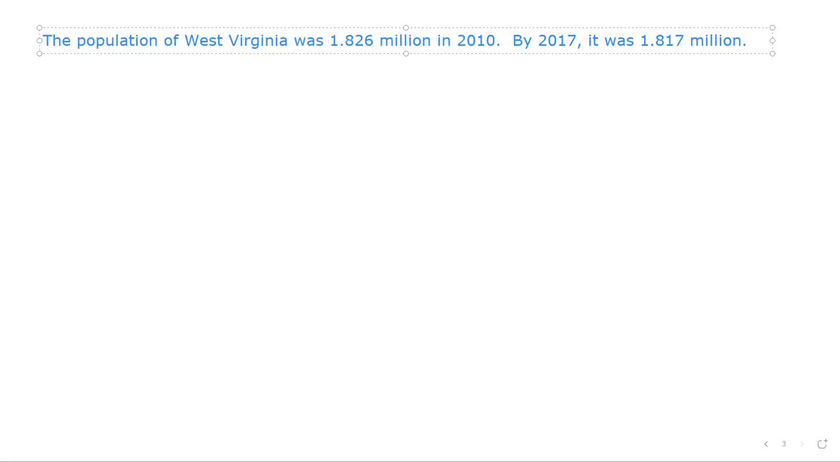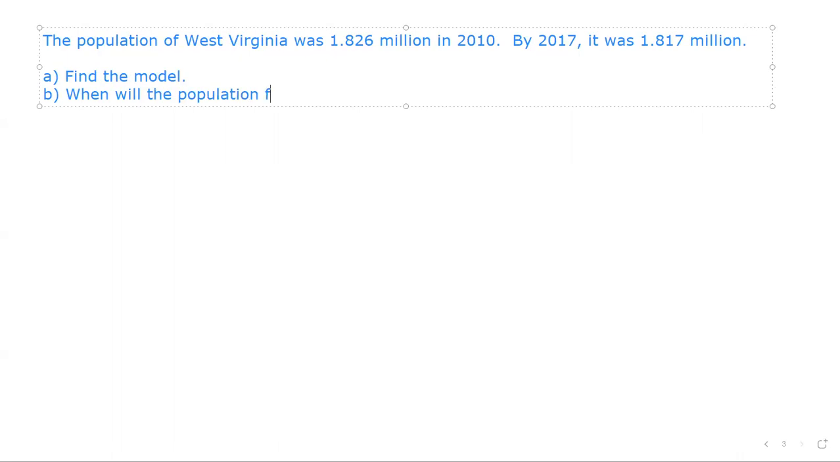So we want to A, find the model, and we want to round to 6 decimal places. And B, when do we expect the population to fall below 1,798,000?